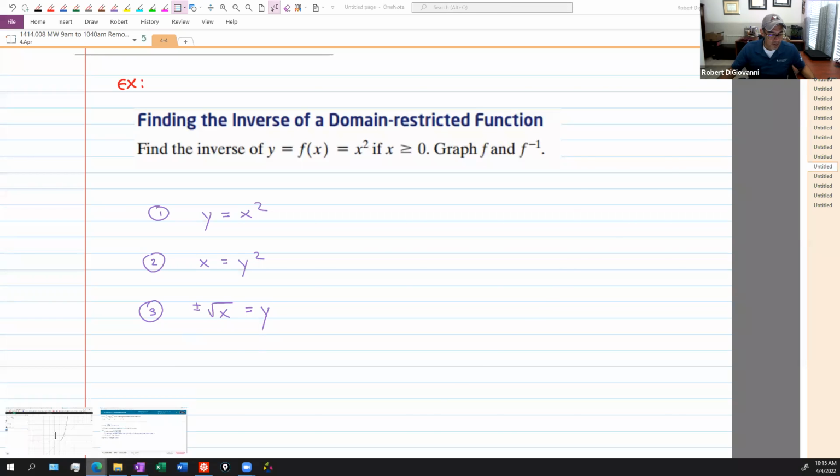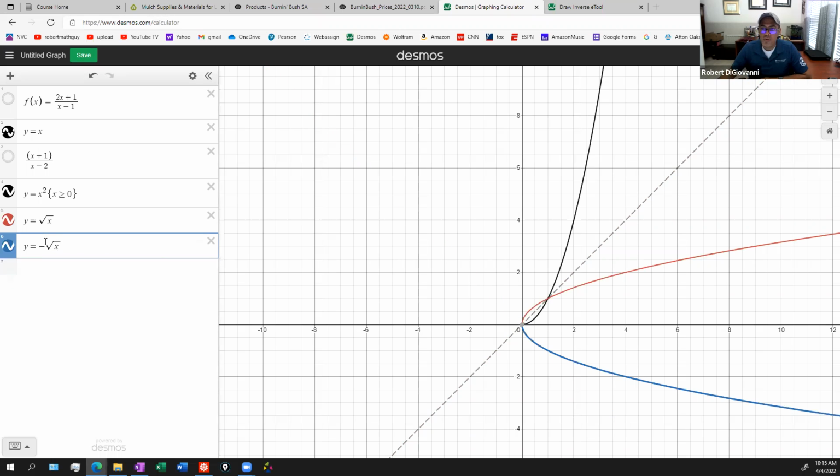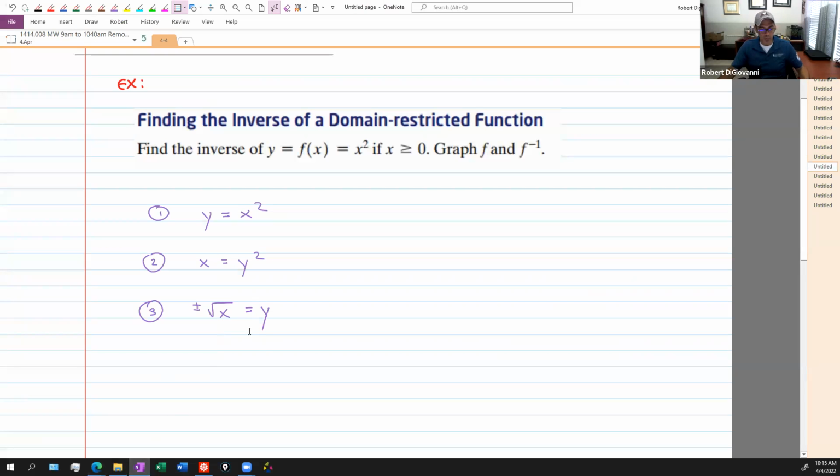So let me graph both of those answers. One of the answers was square root of x, right? And the other answer was negative square root of x. Which of those is the correct answer, the red or the blue? Which one looks like a reflection? The red. Okay, but how are we going to know that from this? How do we know, is it y equals root x or is it y equals negative root x?